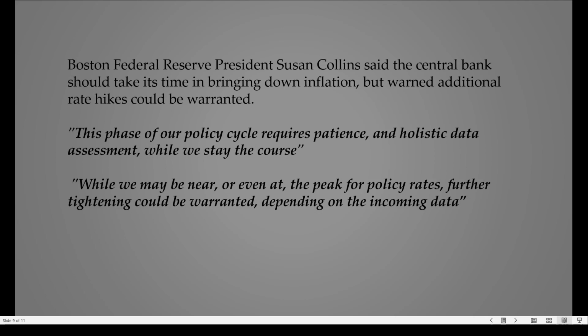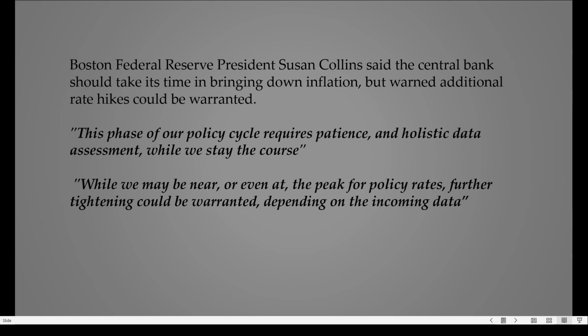They're all saying that. While we may be near or even at the peak for policy rates, further tightening could be warranted. So we may be near the end of interest rate hikes, but maybe not. Further tightening could be warranted depending on the incoming data. Of course, we have to see what the PPI, CPI, what we just spoke about, and many, many other numbers as well.